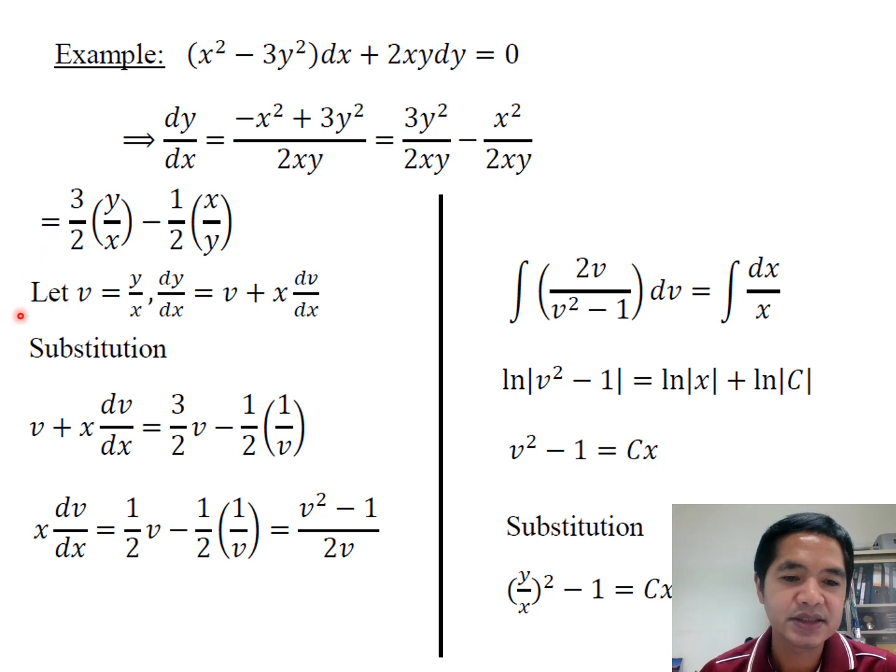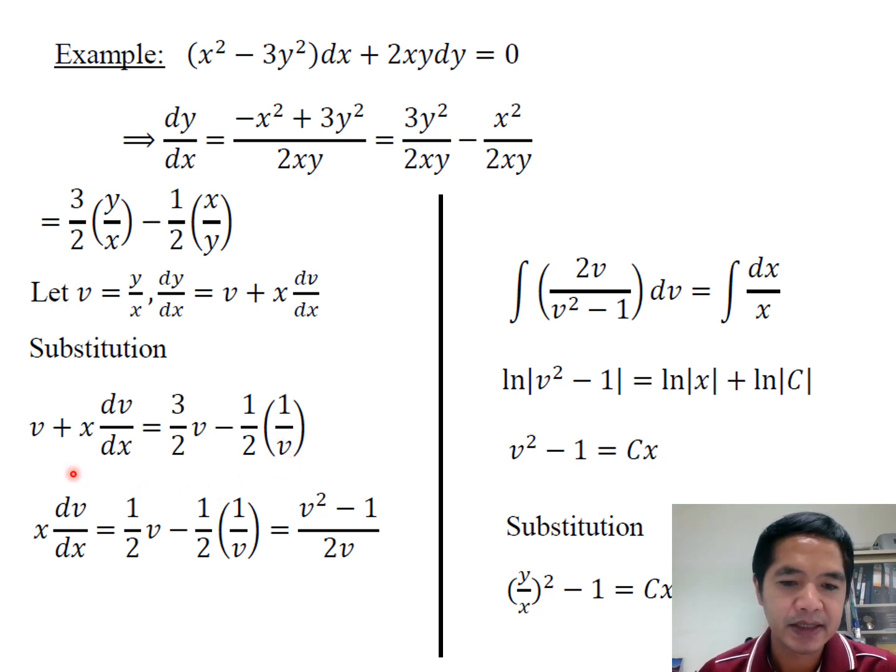This is the second step, where you let v equal to y over x. So dy over dx equals v plus x dv over dx. Then you substitute v and dy over dx into here. Then you get v plus x dv over dx equal to 3 over 2 times v, right? Because y over x is v, and minus 1 over 2 times x over y, so it's going to be 1 over v. Just the opposite.